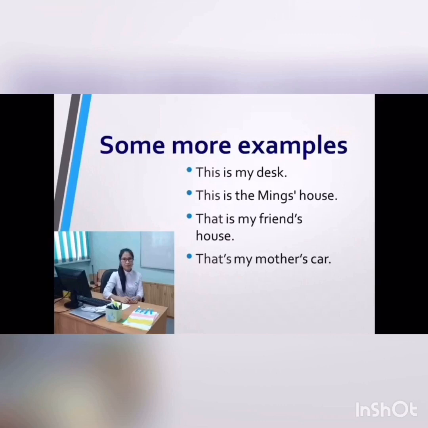That is my friend's house. That is my mother's car.